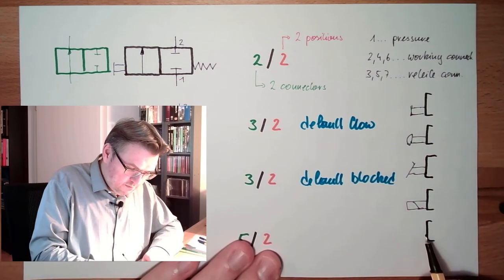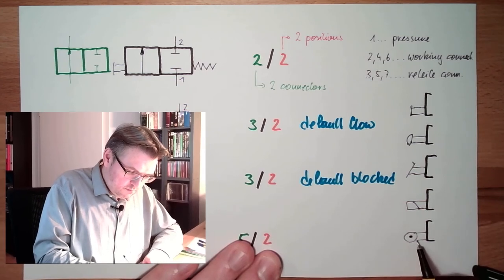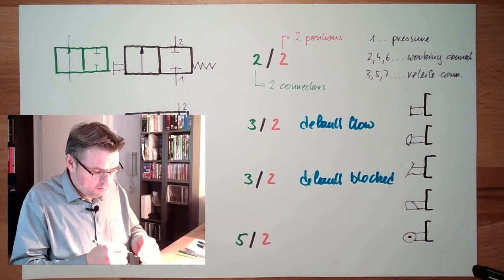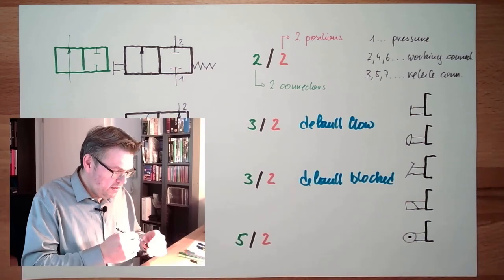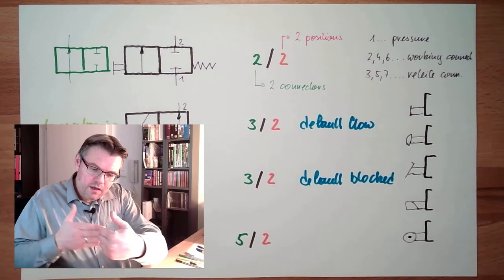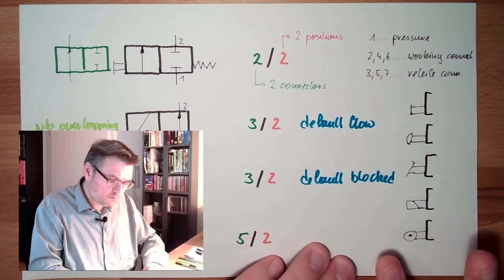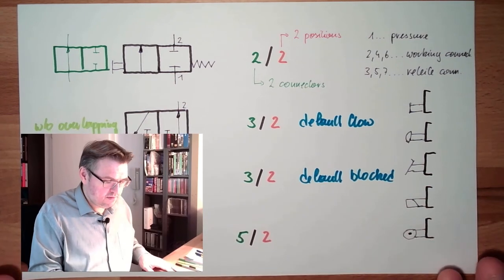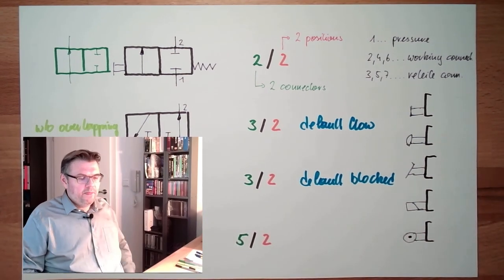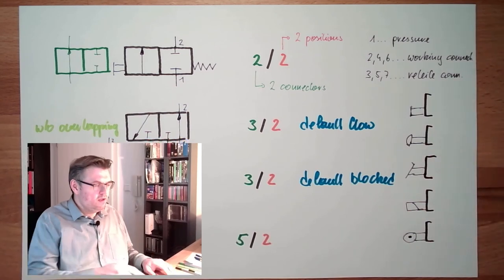This here. Roller. Usually used as limit switch. So if a cylinder is going out, it will press this. Okay. It will press this. So there are different types of operations.